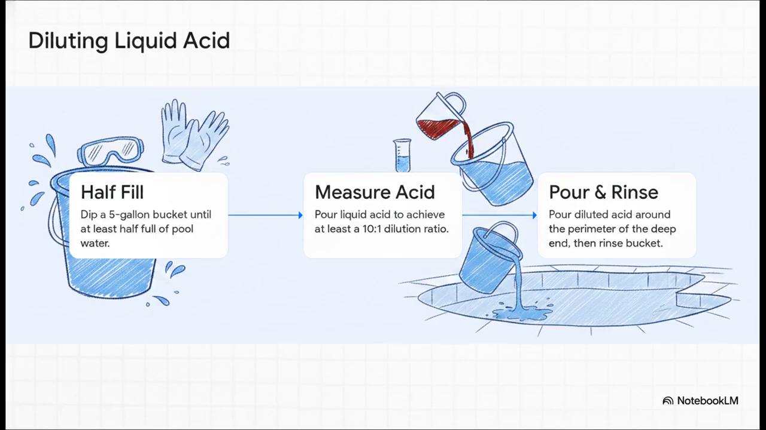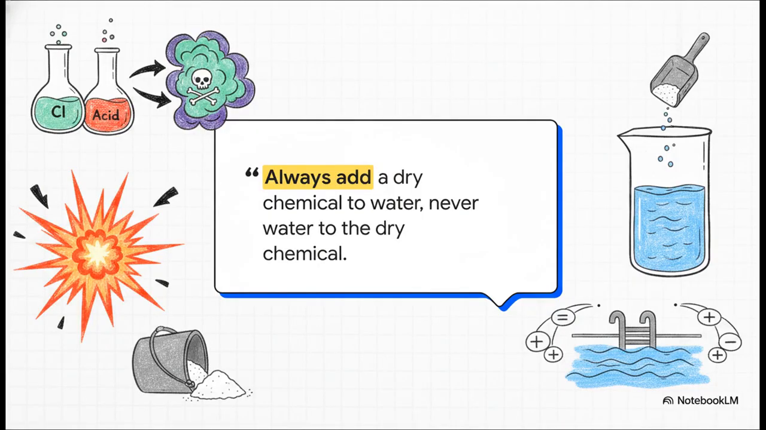So you absolutely have to pre-dilute it. First, gloves and goggles, non-negotiable. Then, dip a 5-gallon bucket into the pool so it's at least halfway full of water. Next, carefully measure out your acid. We're aiming for a 10-to-1 ratio of water to acid here. Once it's mixed up in the bucket, gently pour it around the perimeter of the deep end so it can safely disperse.